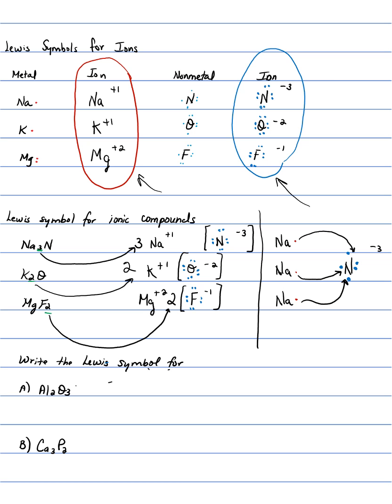So now you have 2 examples here for you to work on: aluminum oxide and calcium phosphide.